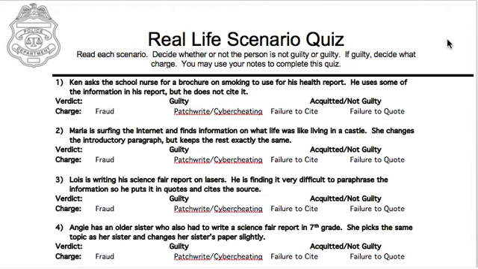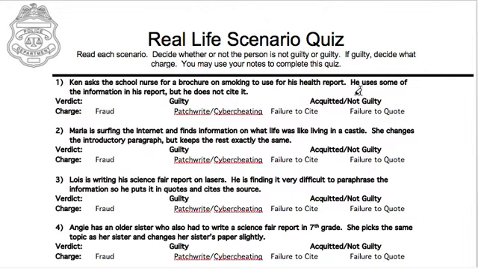So you were asked to look at these examples of students who were accused of plagiarism and decide whether they were guilty or not guilty, which means they were acquitted of their crimes. So we first of all start off with Ken, who is doing a brochure.